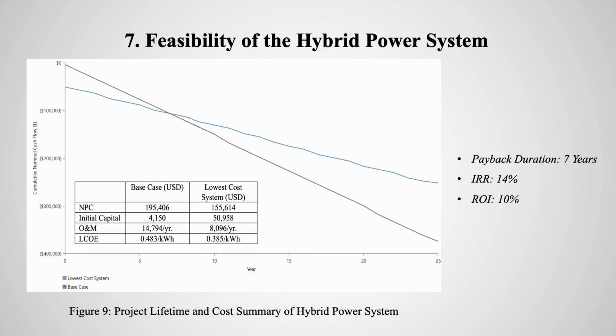Also in this figure, the cost summary has been depicted, where the NPC and LCOE of the hybrid power system are lower than the base case, which is the single power generating source from the diesel generator. Though the initial capital cost of the hybrid power system is pretty high, the operation and maintenance costs are reasonably lower than the base case.